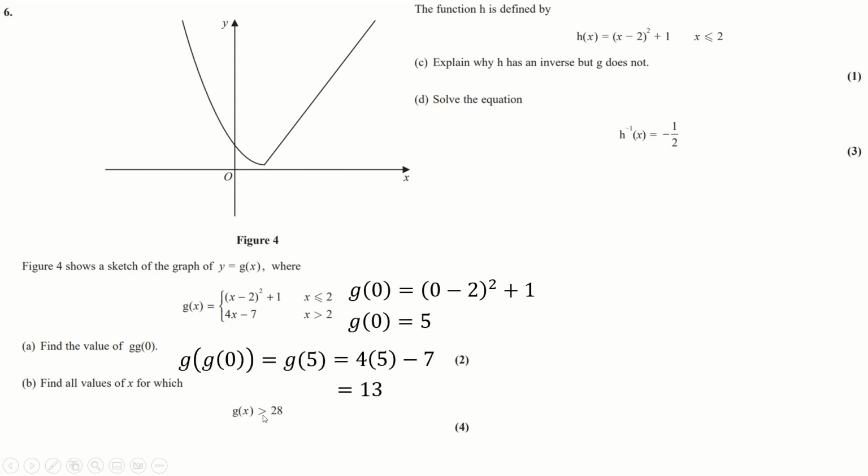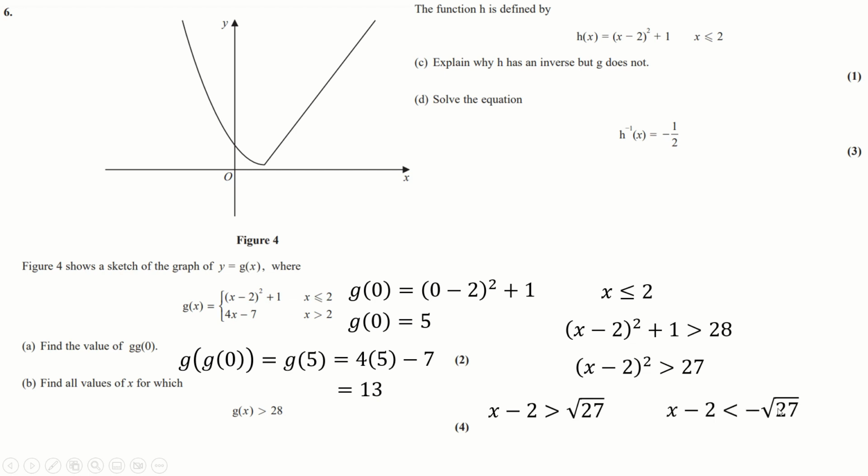Find the values for which this happens. So let's do this separately. So let's say first, let's just consider this and see if it happens here. Okay, let's just say this needs to be greater than 28. Take away 1, square root. Now, if you're square rooting this, because of this inequality, it's a little bit more complicated. Anything bigger than root 27 would obviously work. Like root 30 squared is 30, which is bigger than 27. But also anything less than minus root 27, because like minus root 30 squared is positive 30, which is bigger as well. So just be a bit careful there.